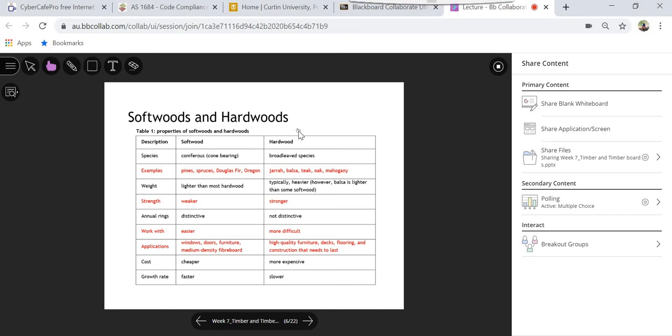Previously we talked about sapwood versus hardwood, but in this case, this is softwood versus hardwood. That's totally a different thing. This is typically decided by species. The category is decided by species in this case, softwood or hardwood.